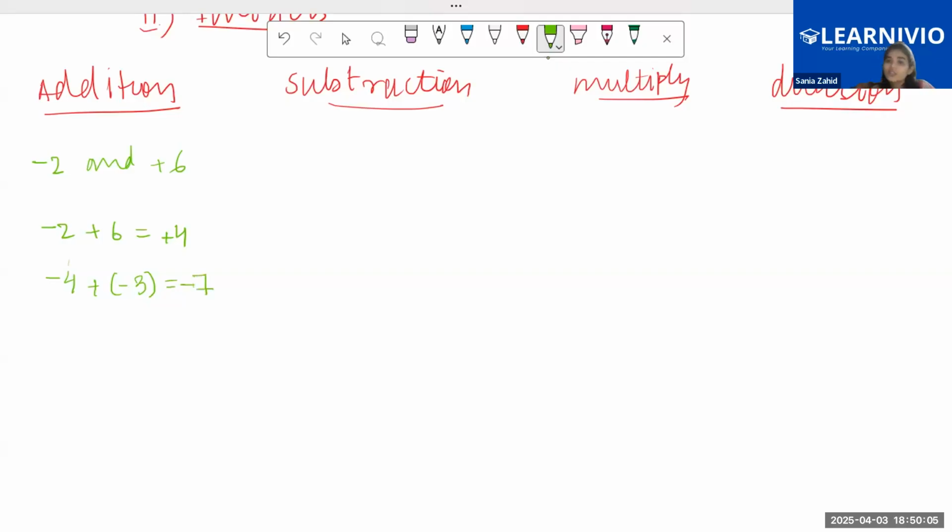Okay, let's take two positive numbers only now. So plus 5 added to plus 4, let's suppose. So what does this give me? 9. Plus 9. Okay, so I took various examples.